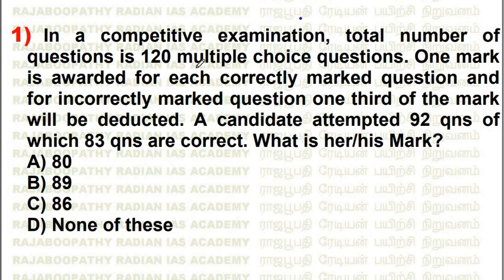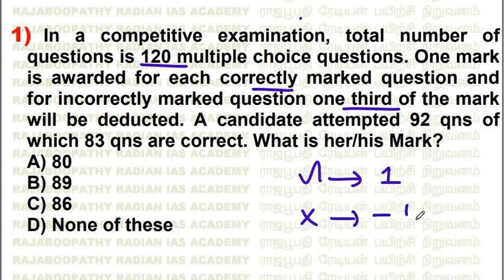Okay. So in a competitive examination, the total number of questions is 120. So 120 MCQ type. MCQ type means multiple choice questions, question followed by options. 1 mark is awarded for each correct question, and for each incorrect question, 1/3 of the mark will be deducted. That is, if the question is correct, you will get 1 mark. If the question is incorrect, you lose 1/3. That means you lose 0.33 marks.